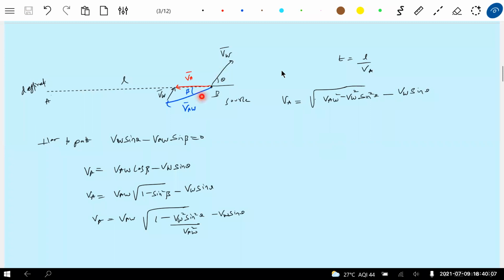VW sin theta should be equal to VAW sin beta. Then the resultant velocity will be along VA bar, along the path BA. That is okay, fine. Next, what is VA? Okay, here you mean to say cos theta it is. That only I was saying. Okay, the symbol. Then the time taken to move from B to A is given by L by VA.